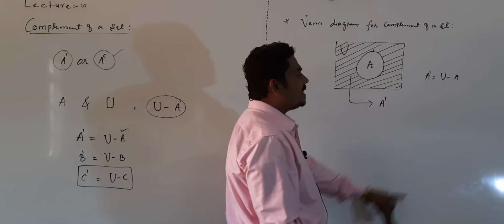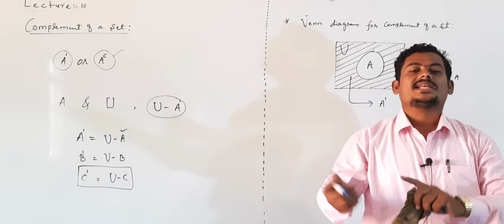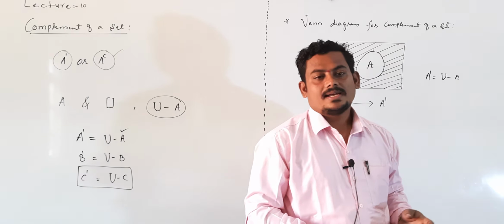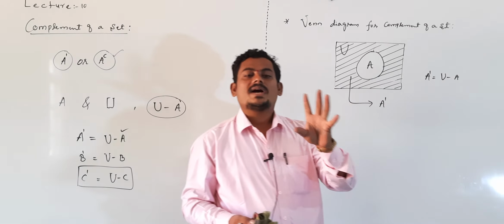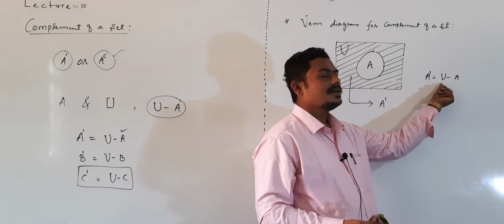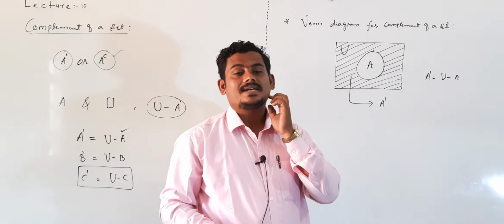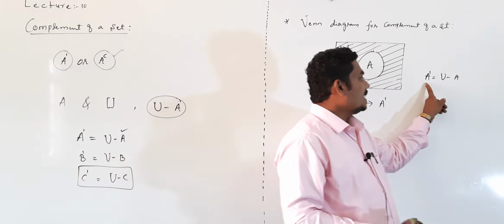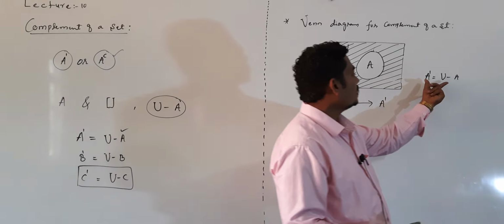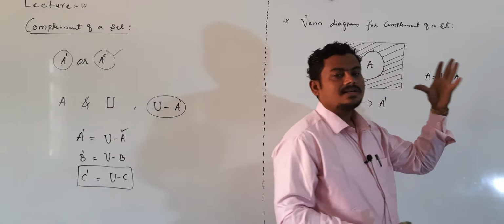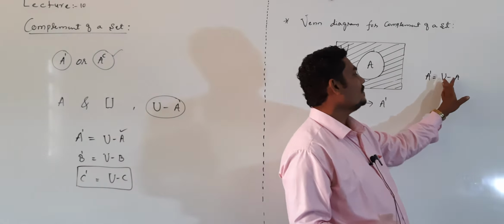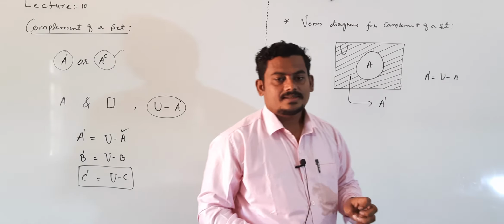What is the meaning of A complement? A complement means U minus A. Definition itself suggests U but not A. Complement of A means U but not A. It is like difference of two sets, but in this case difference of universal set and given set. A complement is nothing but U minus A. U minus A is called complement of A. Roughly remember, complement of A means U minus A.